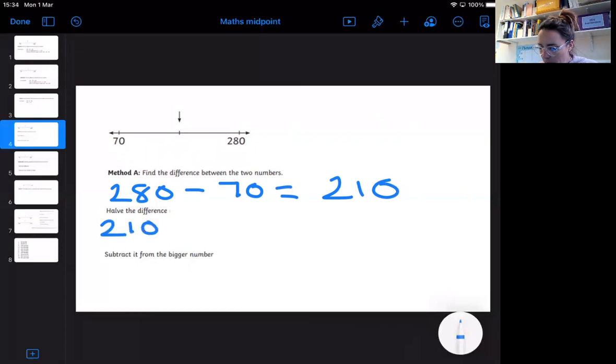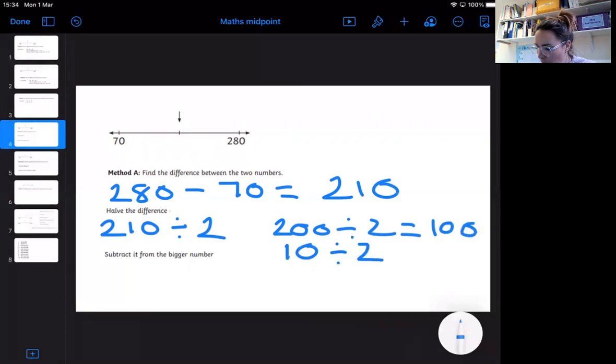Then my job is to halve the difference. That is to divide 210 by 2. I'm going to work it by halving the hundreds, then halving the tens. So half of 200 is 100. And then I know that half of 10 is 5. So I know that half the difference is 105.